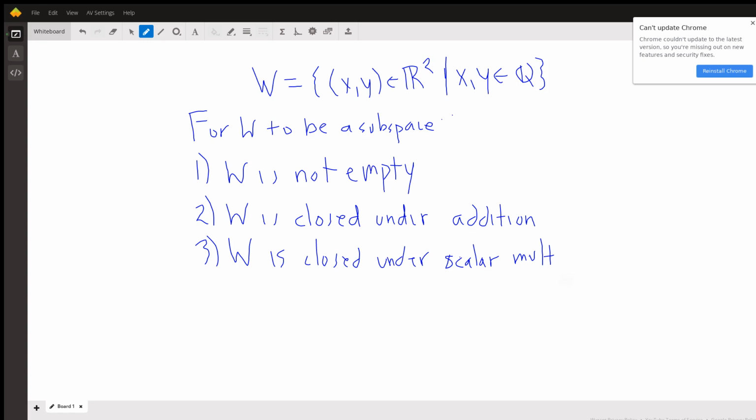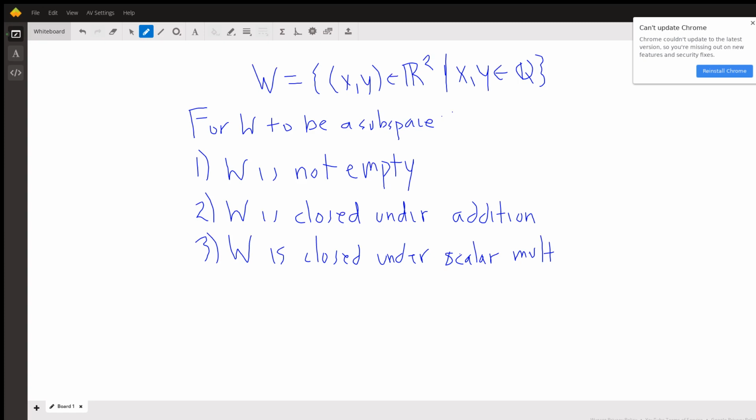Okay, so now let's go ahead and see which ones work, which ones fail. So number one, we know the point (0, 0) is in W because 0 is a rational number. So that's good. W is not empty. Now let's take a look at number two.